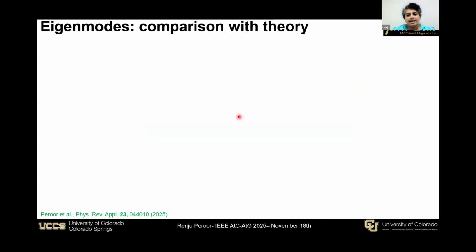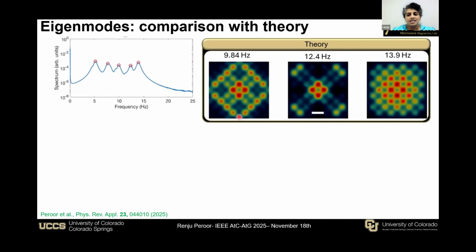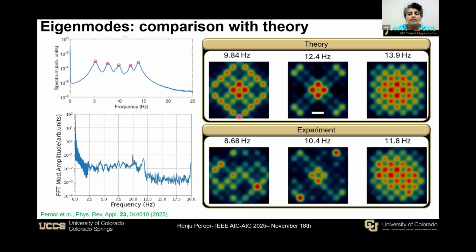Now, we decided to compare the experimental results with the theoretical simulations. We can see that they agree very well. The mode spectrum and the shapes match, and the eigenfrequencies align within a few percent for the lowest modes. We can say that it is in good qualitative agreement. This gives us confidence that our minimal model captures the right physics, and so it provides a solid base for exploring the nonlinear regime.